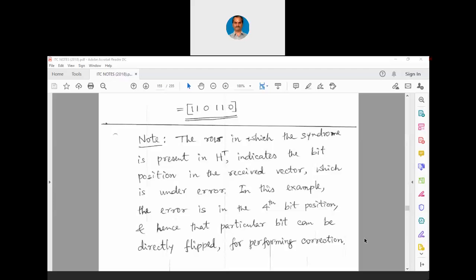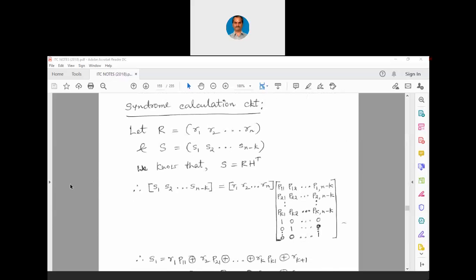That is because we are using only the binary channel of communication, which means we are using only zeros and ones. So whenever we detect the error in a particular position, it is so easy to correct it just by flipping the bit there, 0 to 1 or 1 to 0. So with this brief recap, let me proceed.